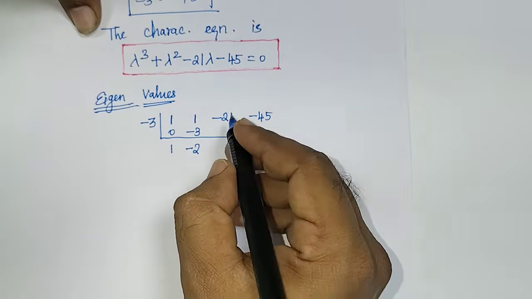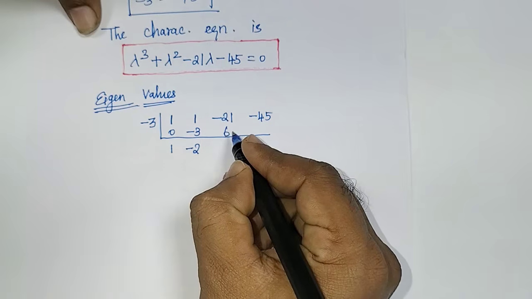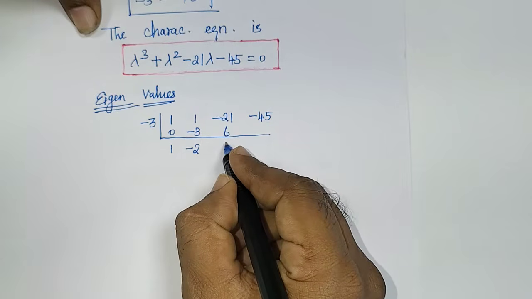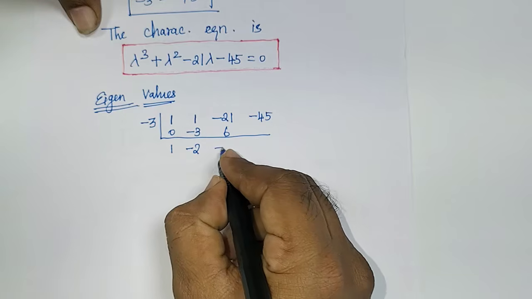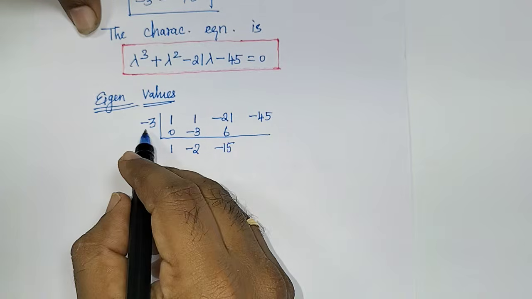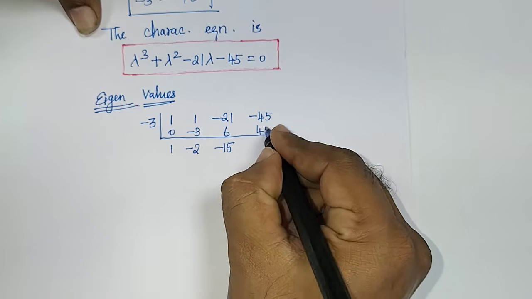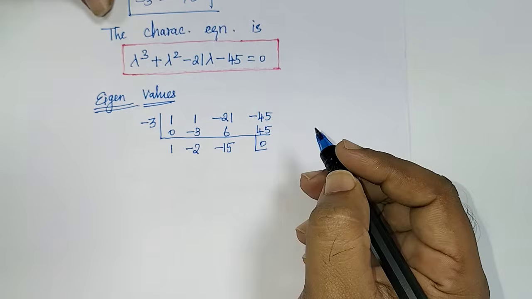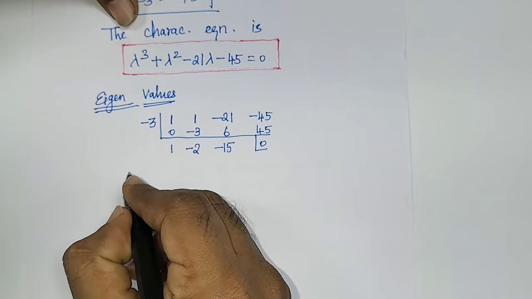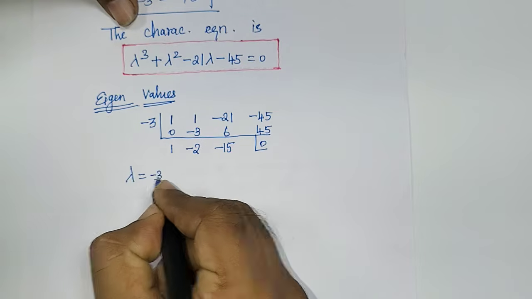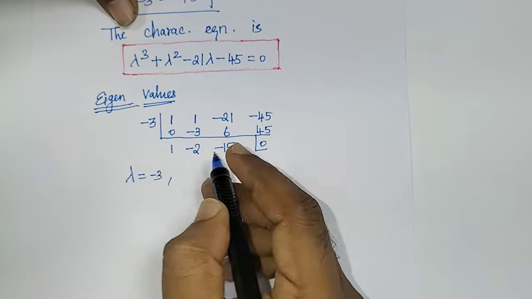Minus 3 into minus 2 plus 6. Minus 21 plus 6, I will get minus 15. When multiplying these two, minus 3 and minus 15, I will get plus 45. So it's equal to 0. So that one root is lambda is equal to minus 3. This term I am going to write in equation form.